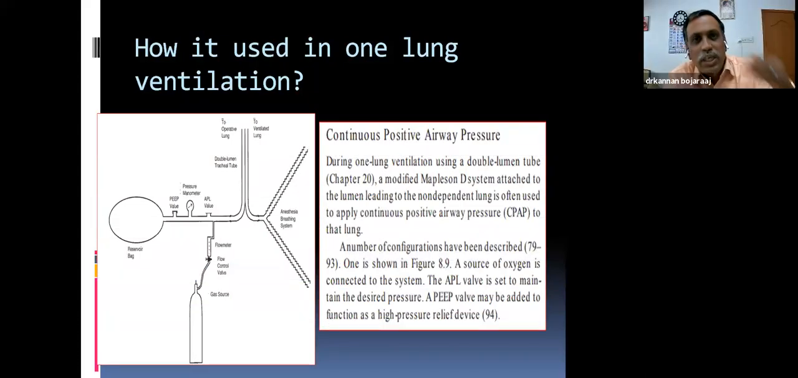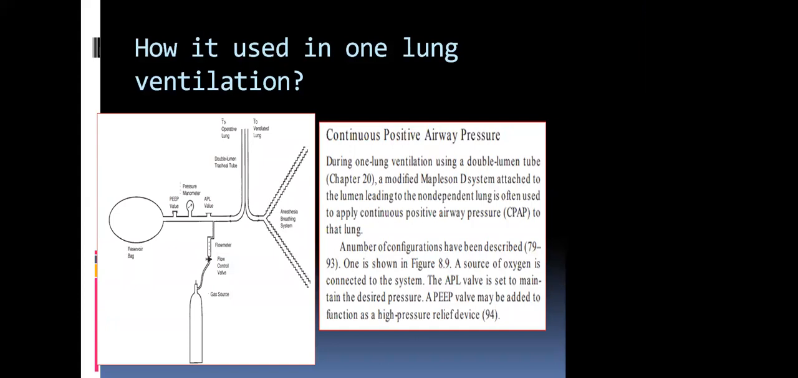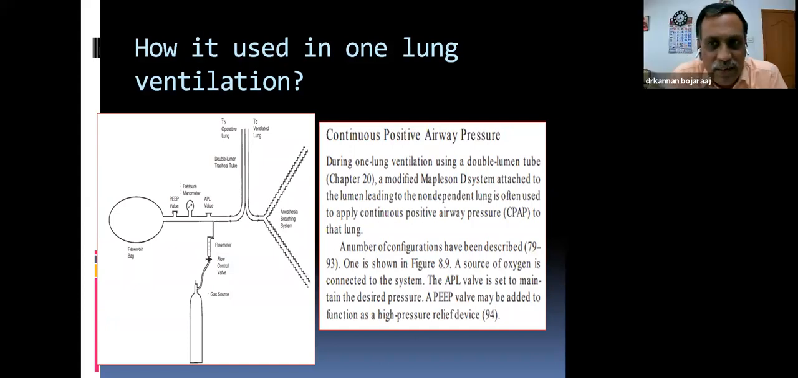You can use it for the non-dependent lung. The dependent lung we are connecting, and the non-dependent lung we partially deflate for better oxygenation. You can use this Bain circuit by providing CPAP. During one lung ventilation, using a double lumen tube, a modified Mapleson D system is attached to the lumen leading to the non-dependent lung, used to apply CPAP to maintain partial inflation of the operating lung field to prevent hypoxemia during one lung ventilation. Okay.